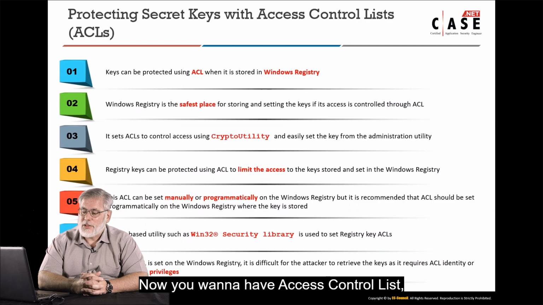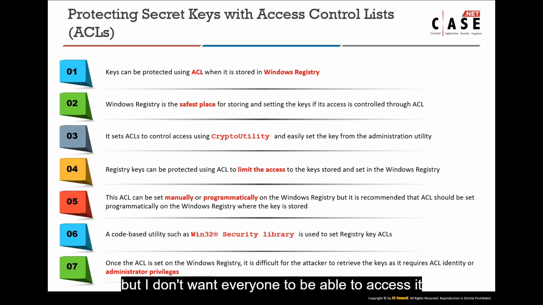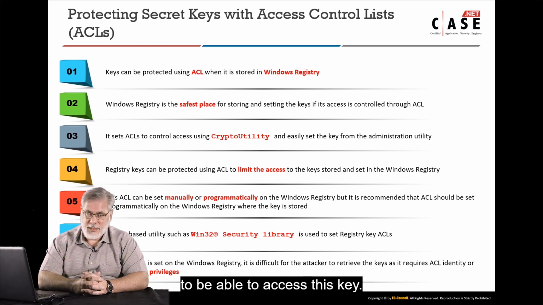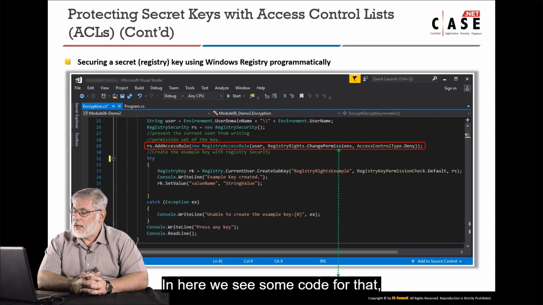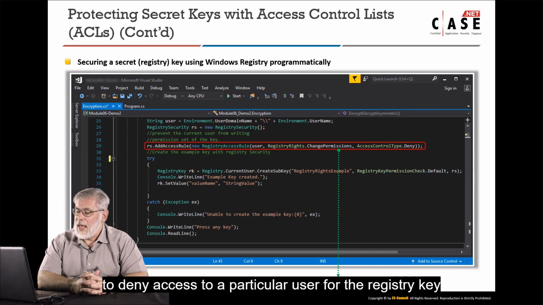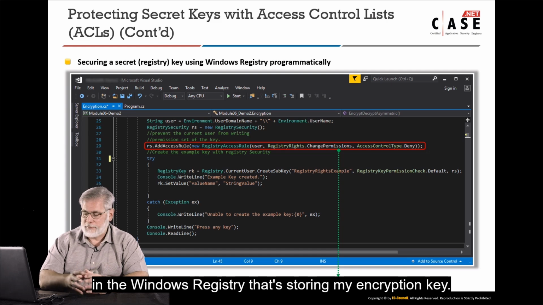Now you want to have access control lists. I have this key and I put it, say, in the registry, but I don't want everyone to be able to access it. So we use access control lists that can be set manually or programmatically to allow only certain users to be able to access this key. And here we see some code for that. I've set up registry rights. I've changed permissions to deny access to a particular user for the registry key in the Windows registry that's storing my encryption key.